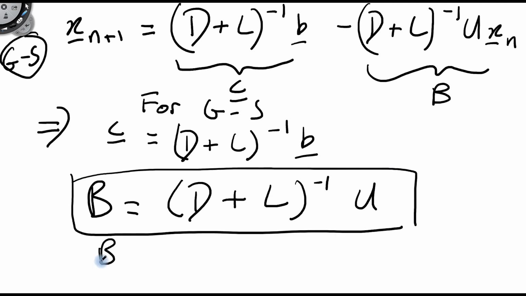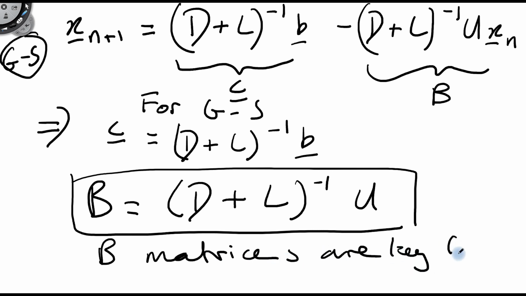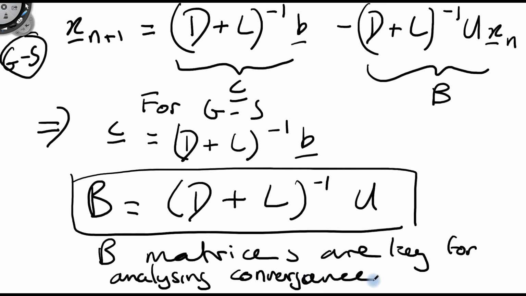So the B matrices are key for analyzing convergence, and given the number of practical problems that involve matrix inversion and big matrices, this is such a key bit of analysis, convergence.